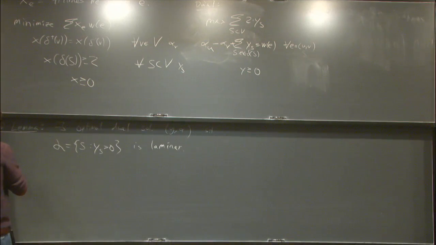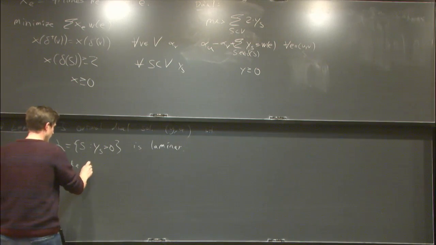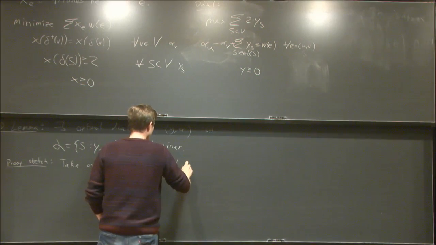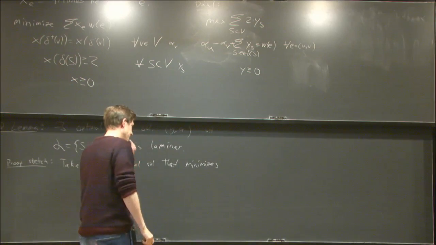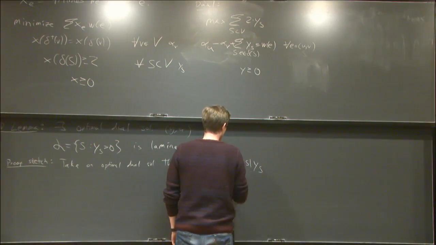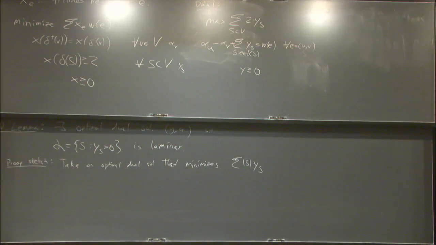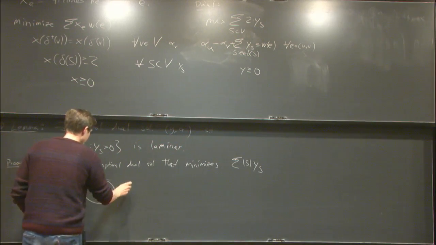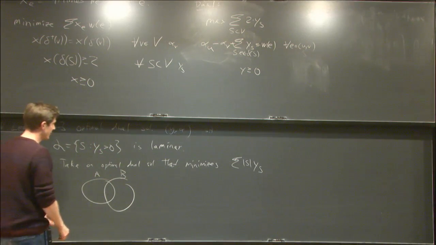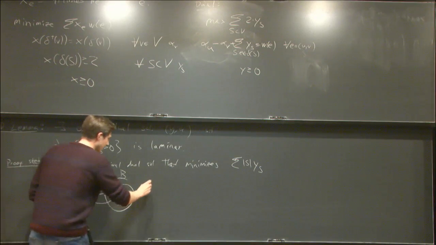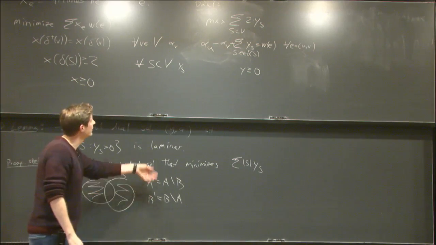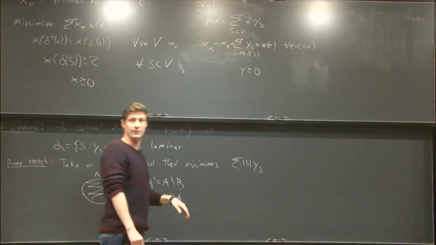Proof sketch. Take an optimal dual solution that minimizes the sum over S of y_S. So out of all the optimal dual solutions, take the one that minimizes this sum. Now suppose that this dual solution contains two sets that cross, A and B. Then I can instead take a dual solution where I take A prime equal to A minus B, and B prime equal to B minus A. So basically I decrease A and B a little bit and increase these a little bit. Notice that this maintains optimality in this objective function, but improves this other objective function. That would be a contradiction. That's the proof.